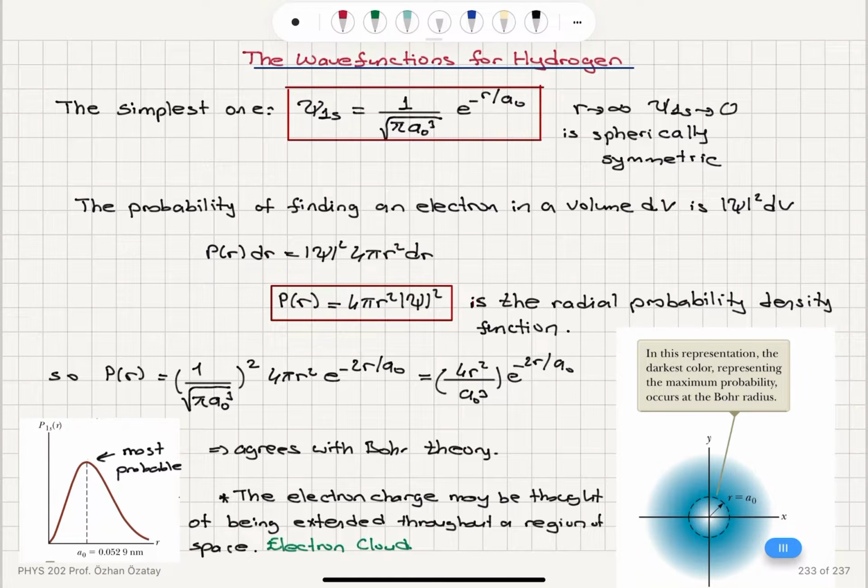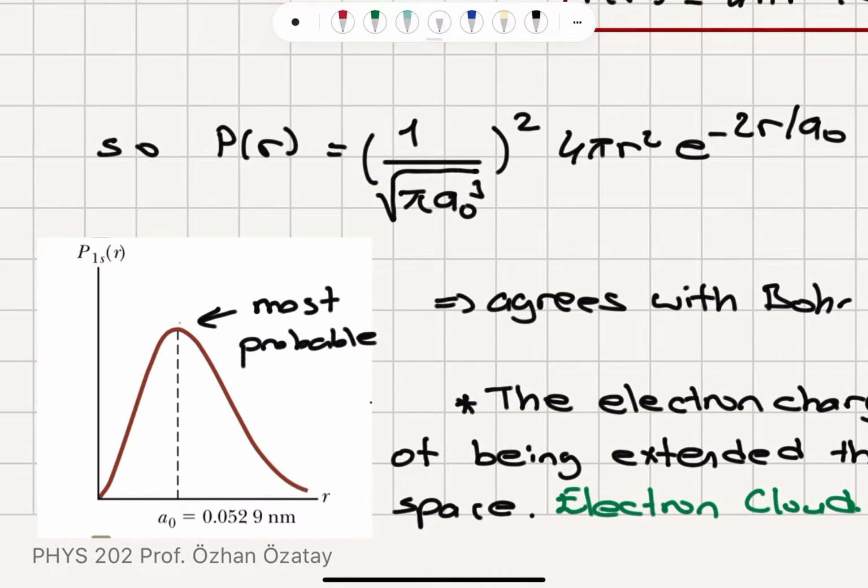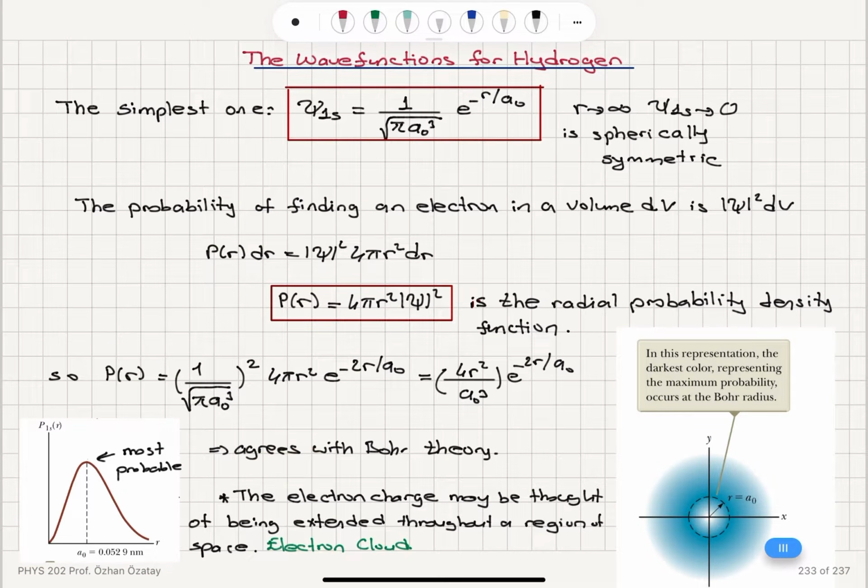Okay, so if you plot this radial probability density function as a function of r, we find that this actually increases at the beginning with the square of the radius, and then it decays exponentially, so this part will dominate for higher radii. This shows us a maximum, and the maximum corresponds to the Bohr radius, 0.0529 nanometers. That gives us the most probable radial distance from the nucleus. And this agrees well with the Bohr theory.